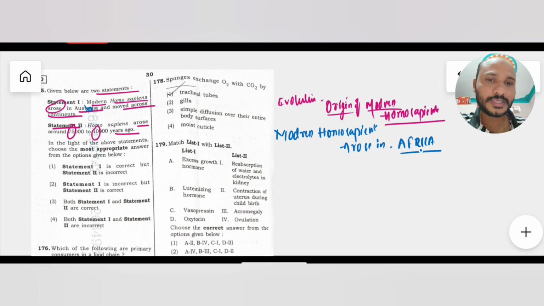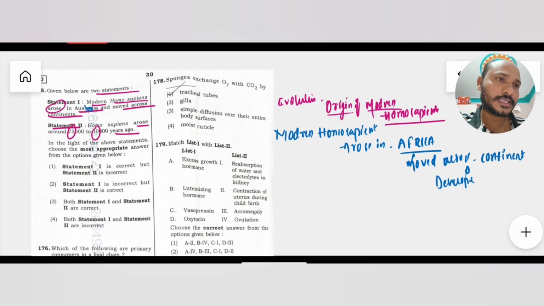They arose in Africa, and from Africa only they moved across the different continents, and there they developed into distinct races.